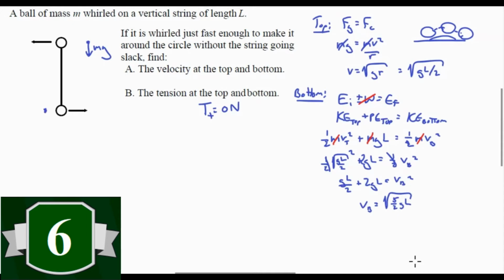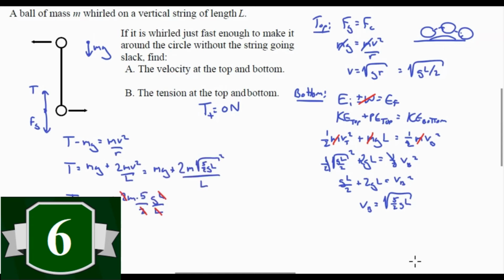To find the tension at the bottom, we need a free body diagram. Tension up minus gravity down equals the centripetal force up of mv squared over r. Substitute L over 2 in for r, substitute in your velocity at the bottom, and solve. You end up with tension equals 6 mg.